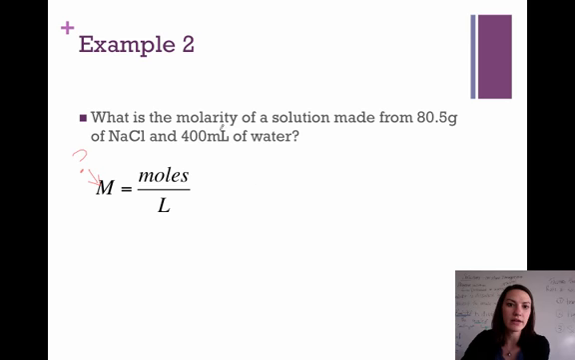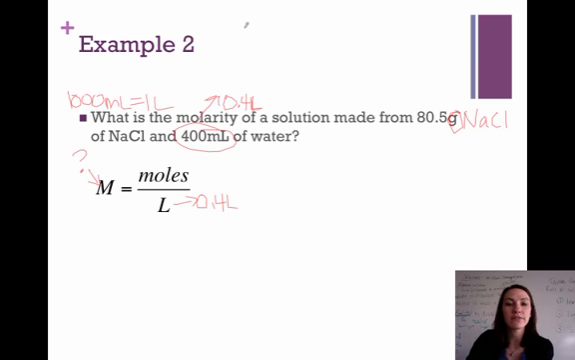The easier one is milliliters to liters. We should know that 1,000 milliliters equals 1 liter. So if I divide 400 by 1,000, I get 0.4 liters. That's the first thing. The second thing is I've got grams of NaCl, so what I need to do is convert to moles.